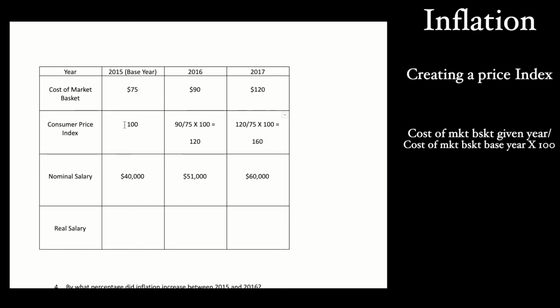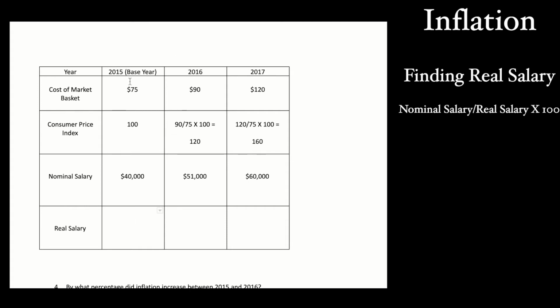So our price index is 100 in the base year, which is always the case, 120 in 2016, and 160 in 2017. Now we can use that price index to deflate these nominal salaries. We can find out what making $51,000 in 2016 would be compared to if you were making it in 2015. So we're going to take these nominal salaries and find our real salary.